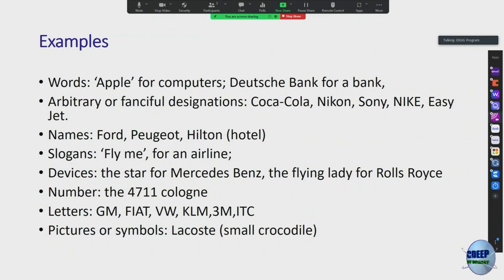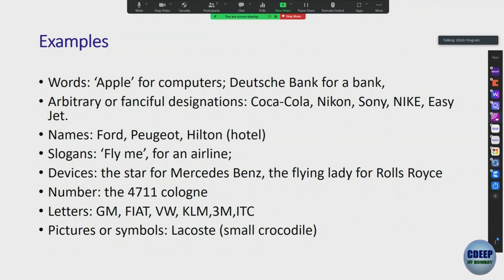So, what are those examples? Let us look at words. Apple for computers, Deutsche Bank for bank, arbitrary, some fancy designation, Coca-Cola, Nikon, Sony, Nike. These words have no meaning at all, they are arbitrary. Then you have names, family names, Henry Ford, so Ford, Hewitt, Hilton, Hilton for the hotel, it is a family name. Slogan, Fly Me for an airline. L&T says it is Imagineering. Infosys says Powered by Intellect, Driven by Values.